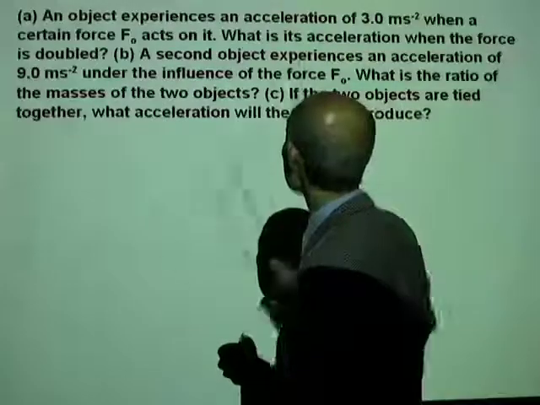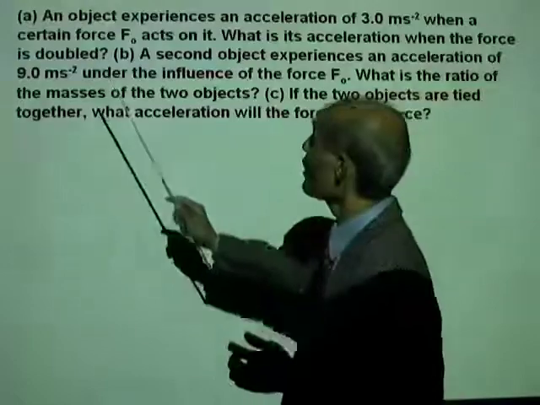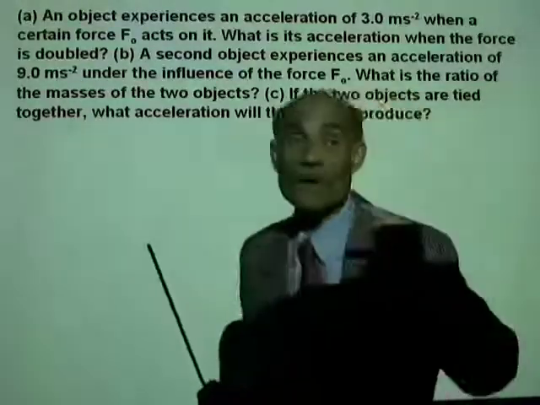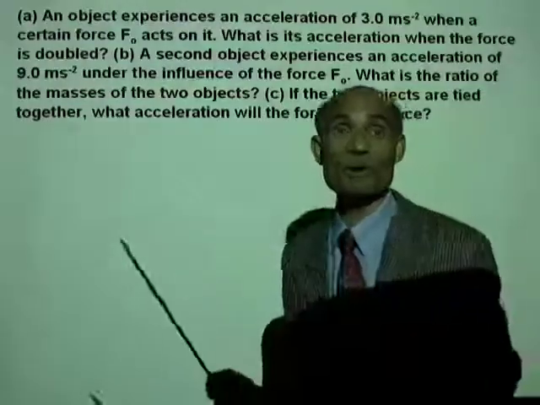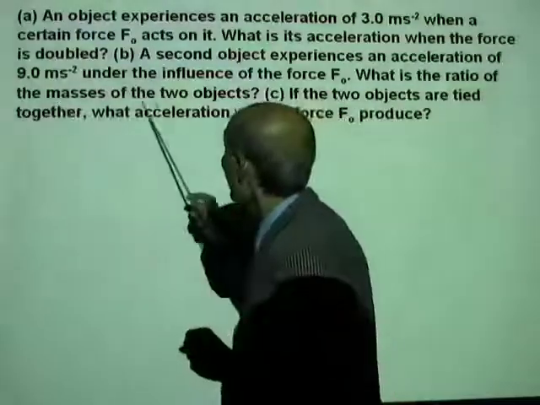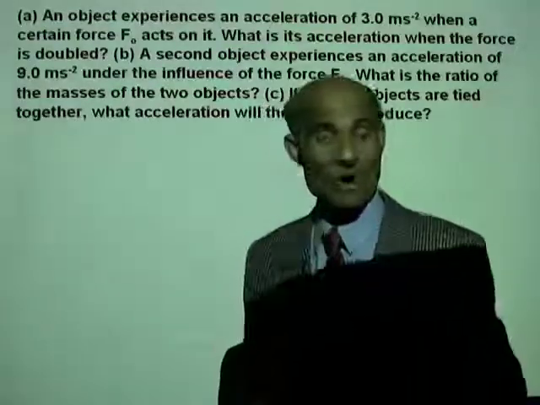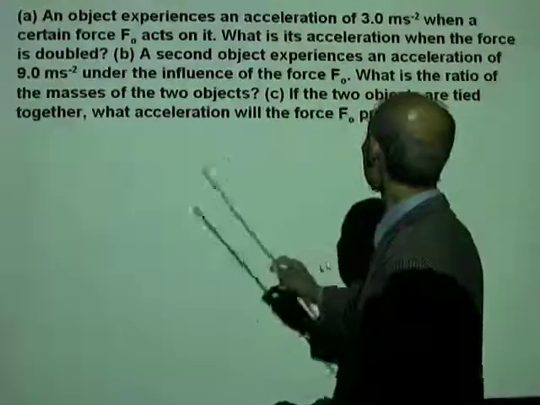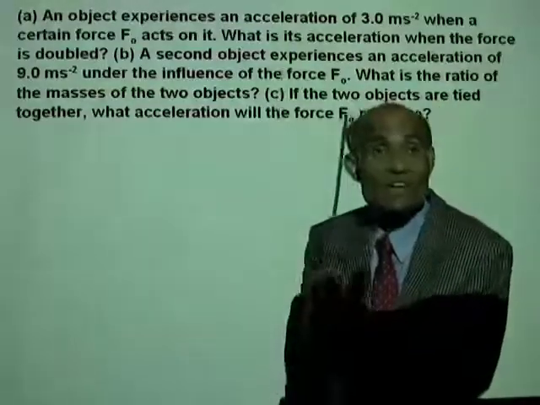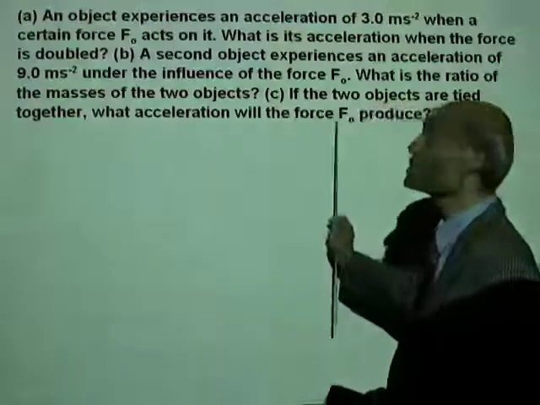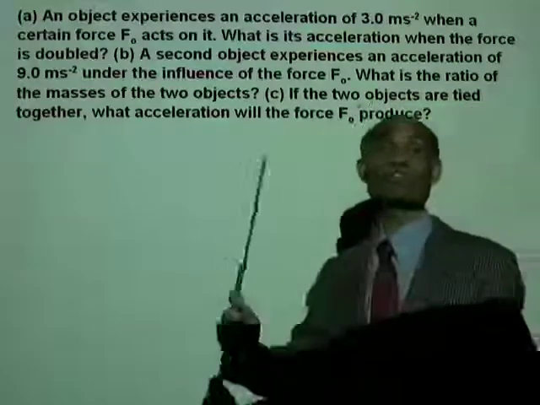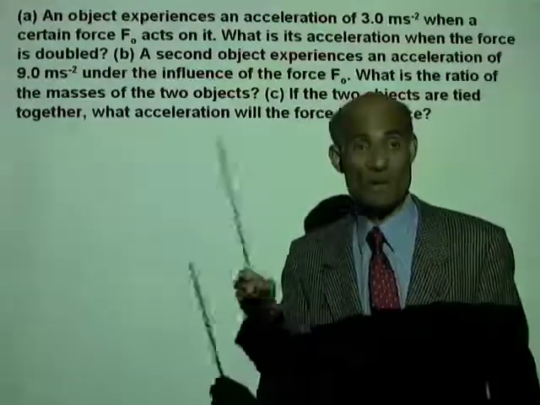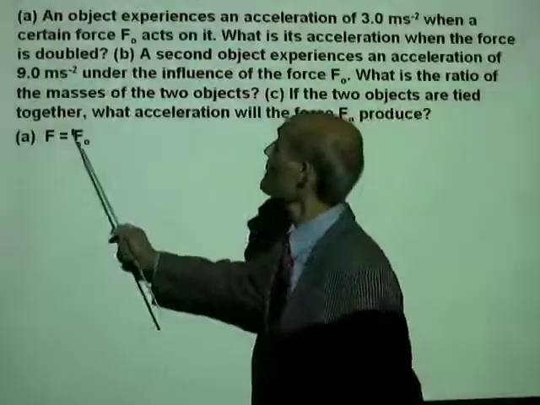B, a second object experiences an acceleration of 9 meters per second squared under the influence of the same force F0. What is the ratio of the masses of the two objects? Well, that's a very good one. And C, if two objects are now tied together, what will be the acceleration if the same force F0 is used on the combination? Alright, let's start with the data.